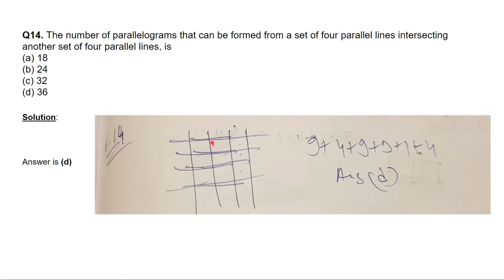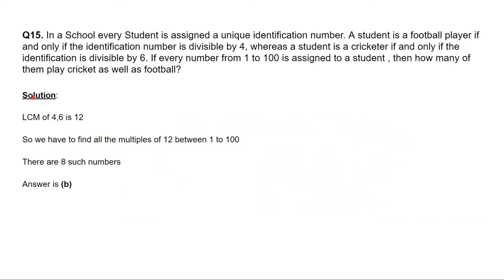A simple one that we can see here. Now, if you calculate, this can be one parallelogram. This can be another parallelogram. This can be another parallelogram, and this can be another one. So like this, in total we can calculate around 36 parallelograms that can be formed from this structure. So the correct answer here is D.